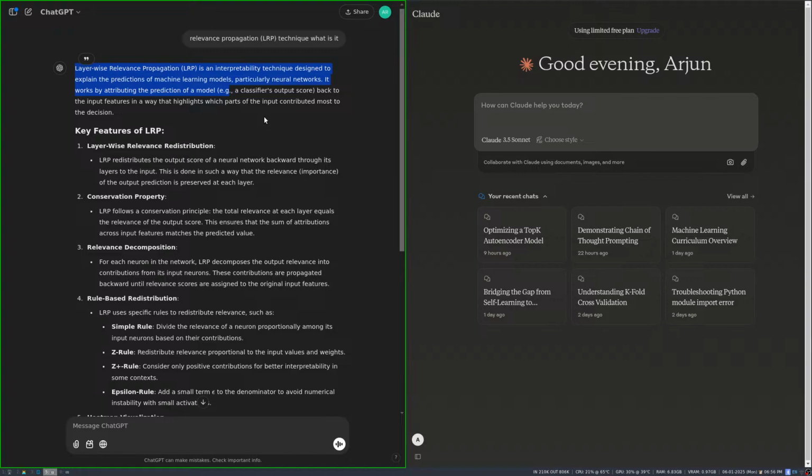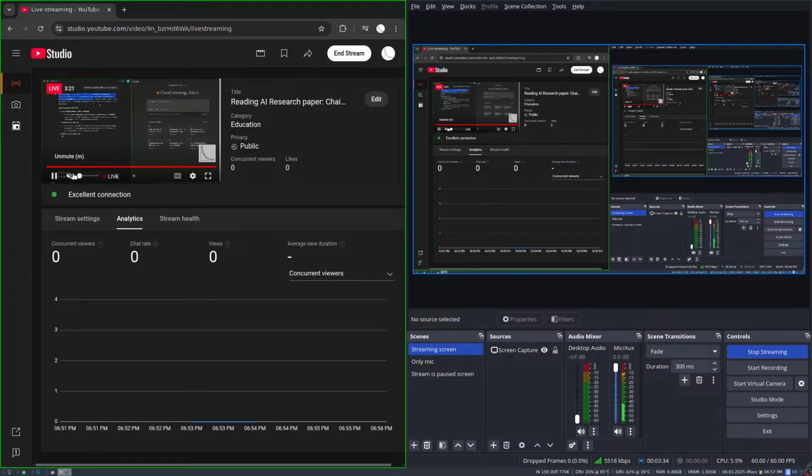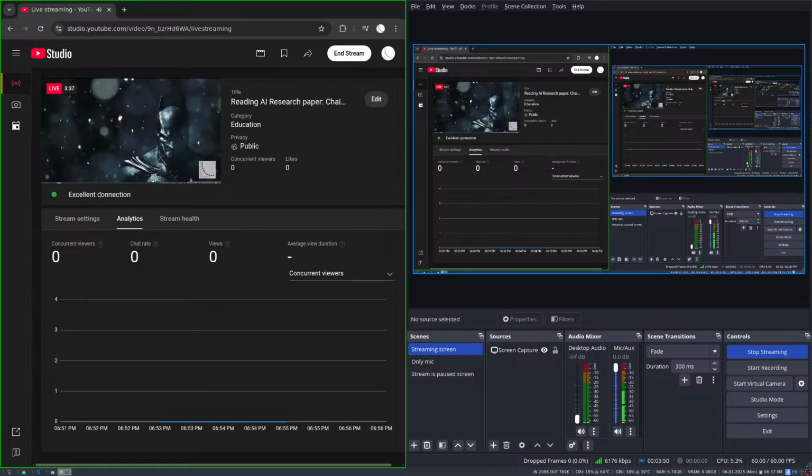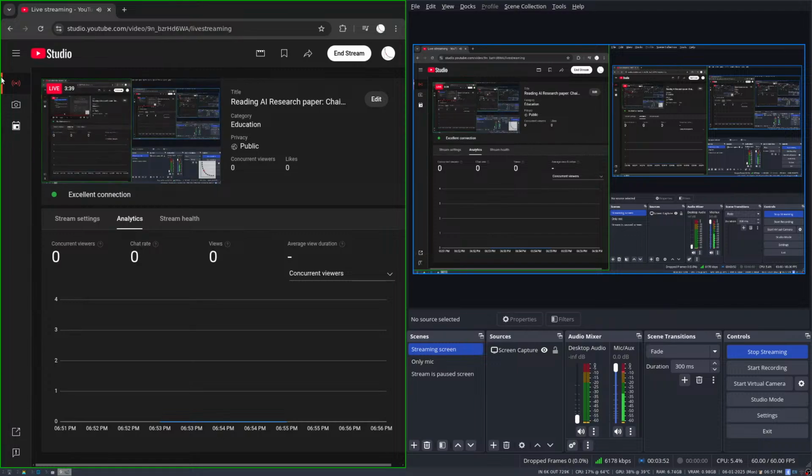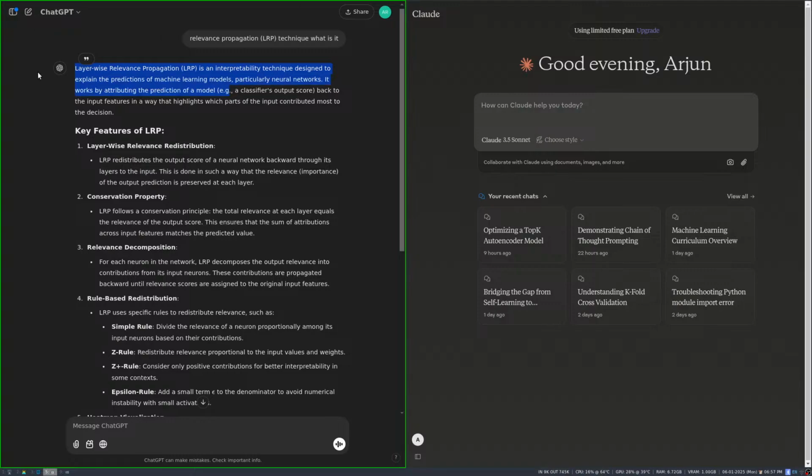Before I continue, just want to ensure, I don't know if this is better or this is better. I don't know which is better, but yeah, I think this is right. Anyway, let's continue.